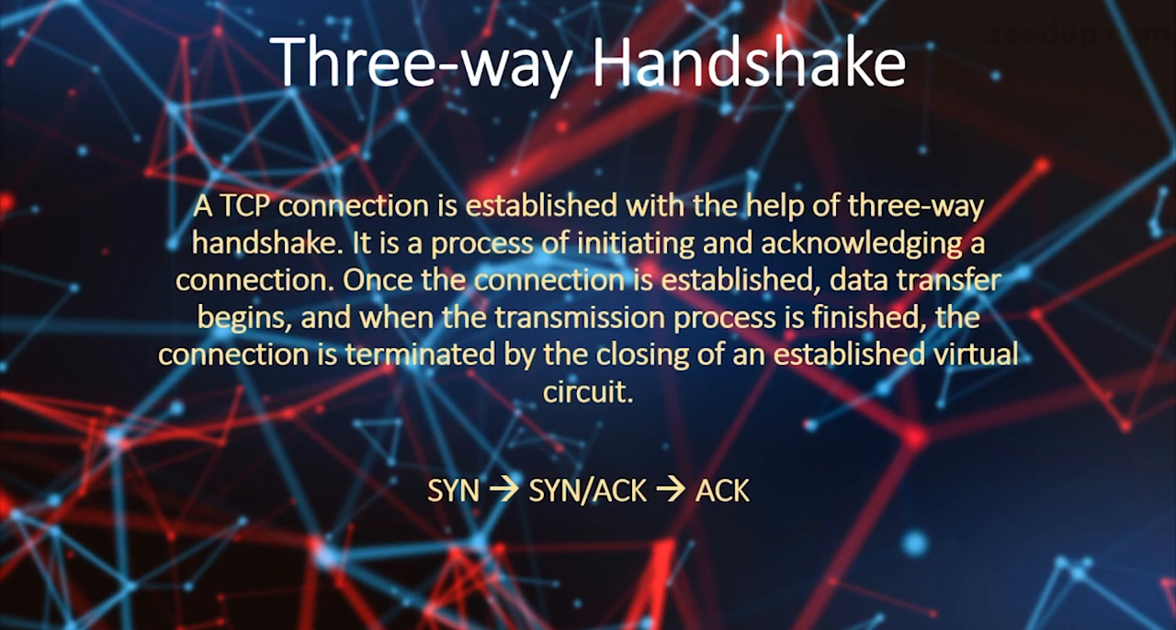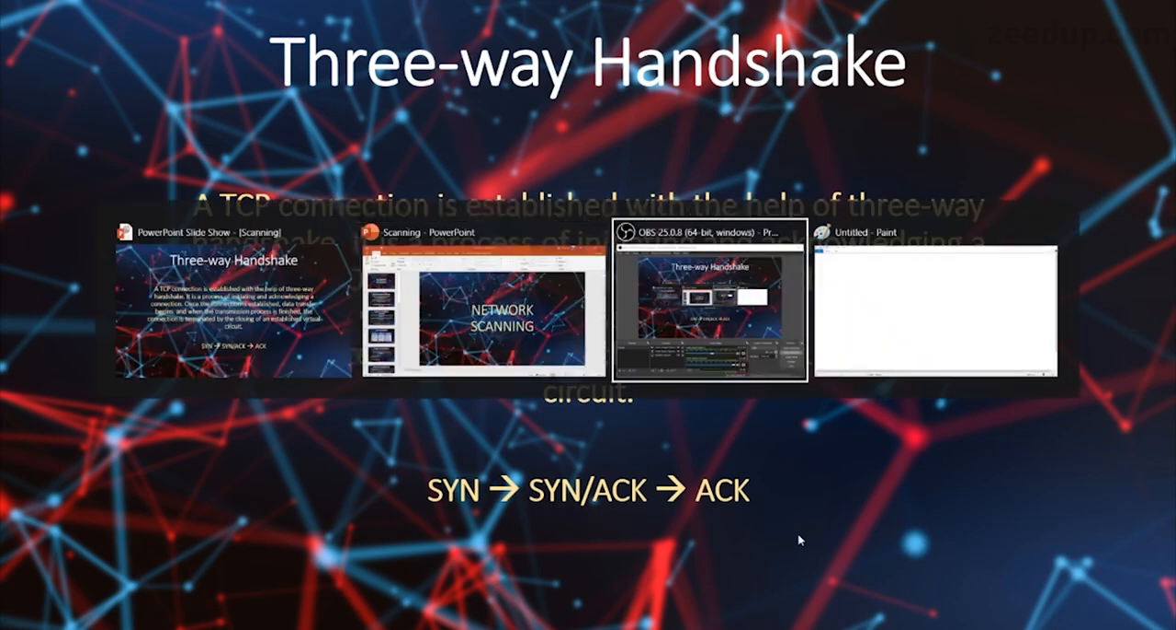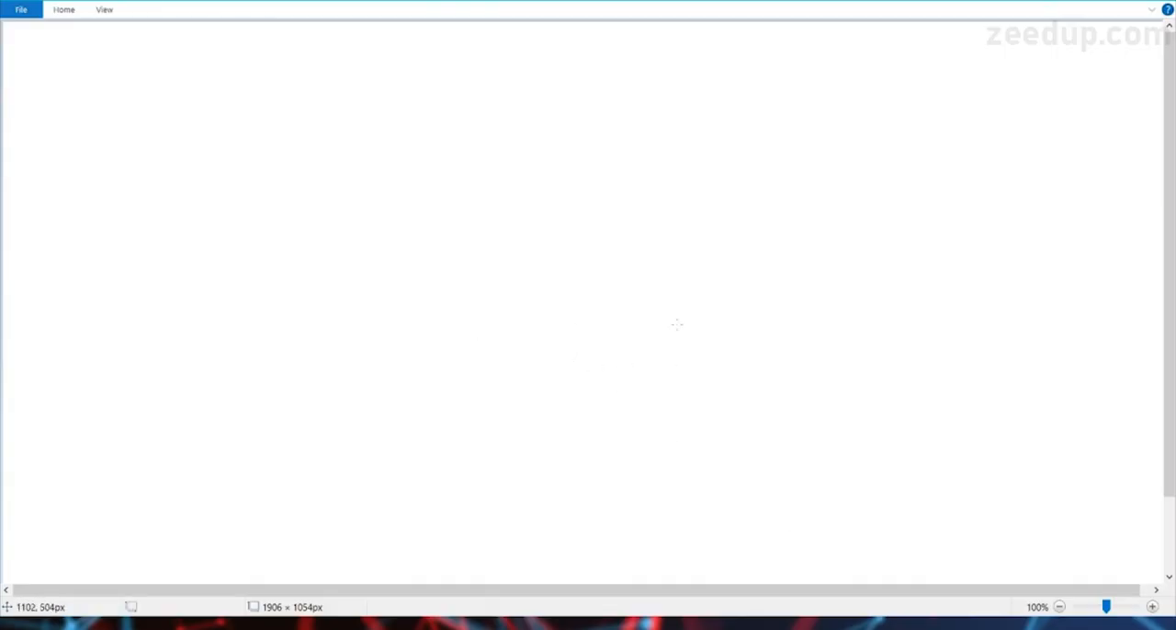Now, as I told you, we will discuss the three-way handshake. So what is the three-way handshake? A TCP connection is established with the help of a three-way handshake. It is a process of initiating and acknowledging a connection. Once the connection is established, data transfer begins, and when the transmission is finished, the connection is terminated by the closing of an established virtual circuit. There are three packets sent in the three-way handshake: SYN, then SYN ACK, and ACK. Let me go to my paint screen and I will show you what these are.